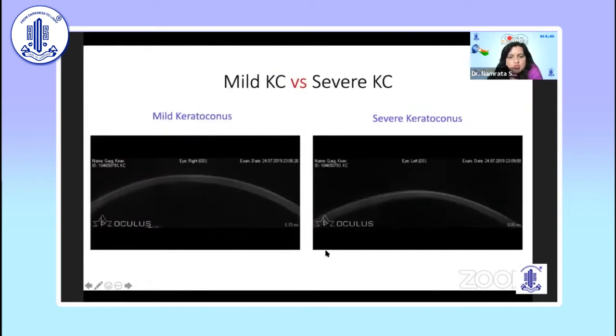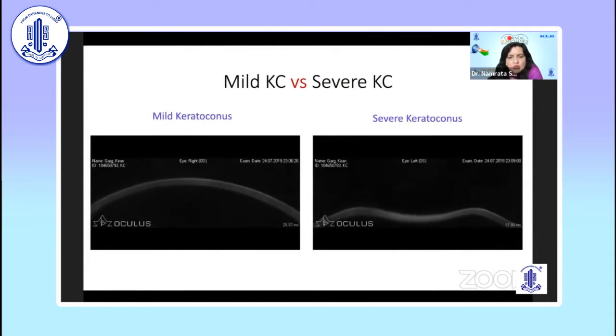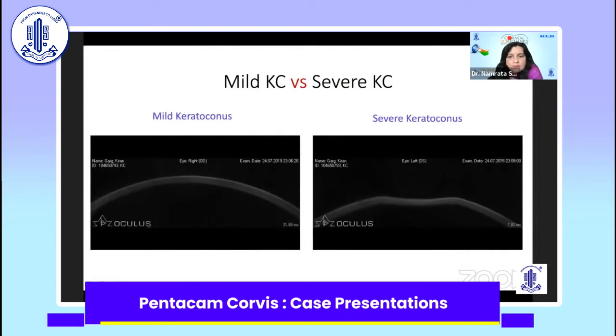So this is just to show the deformation maps of the same, and then again you can see that in mild keratoconus the deformation will be much less, because it's a stiffer cornea as compared to severe keratoconus, where the deformation will be much more.